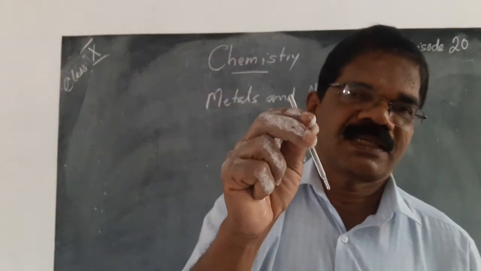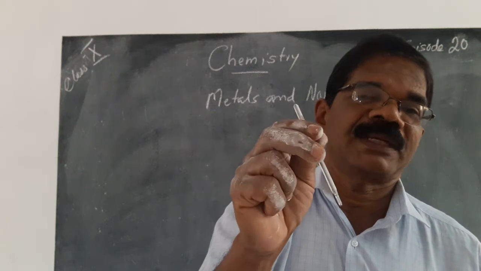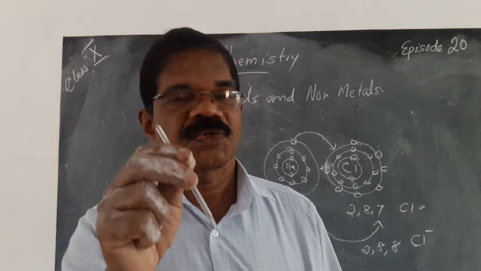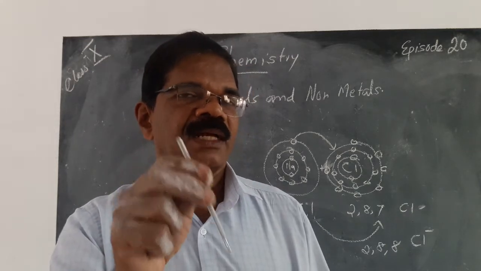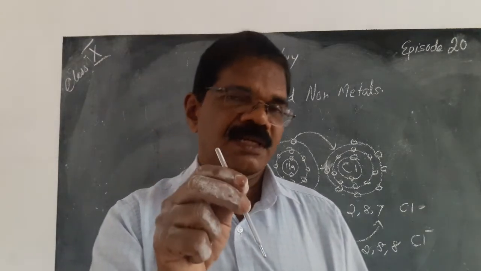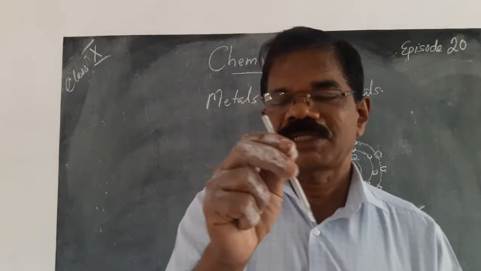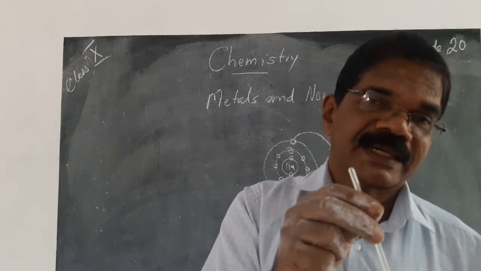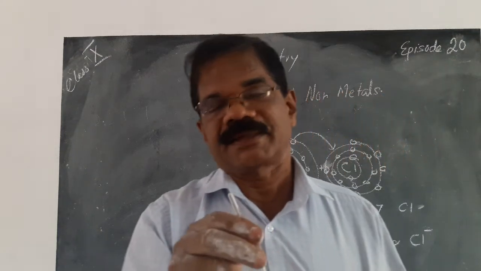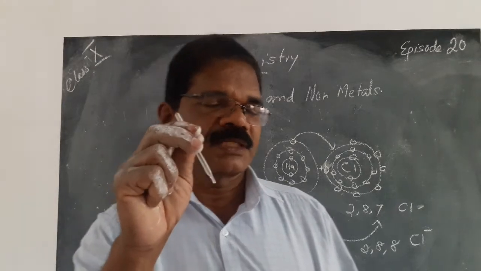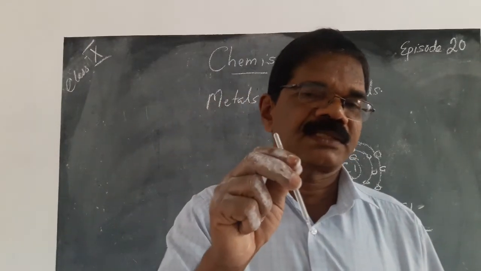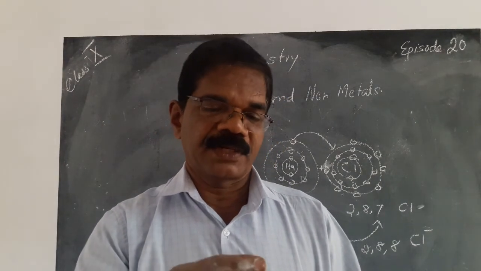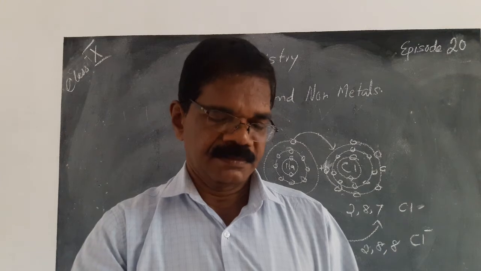But why did I show this? The only liquid metal is mercury. This is one use: mercury is the metal used in all thermometers. What is the symbol of mercury? Hg. The symbol of mercury is not Me, it is Hg, because the Latin name of mercury is hydrargyrum.